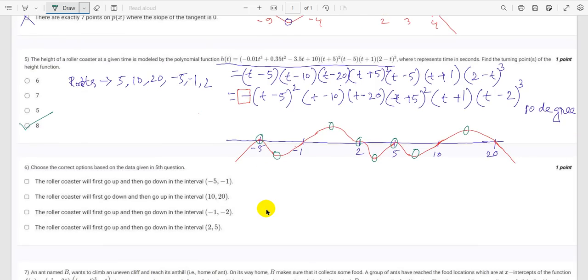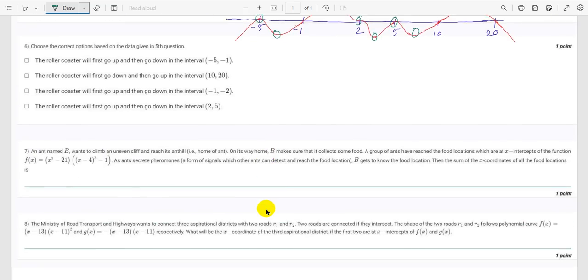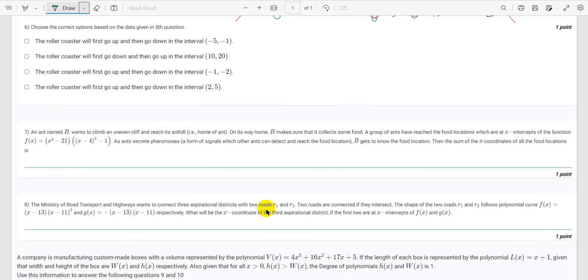Next question, choose the correct option based on the data given in the fifth question. Now here is some problem in the options, so we will solve this question in the next video. Let's move to question number 7.